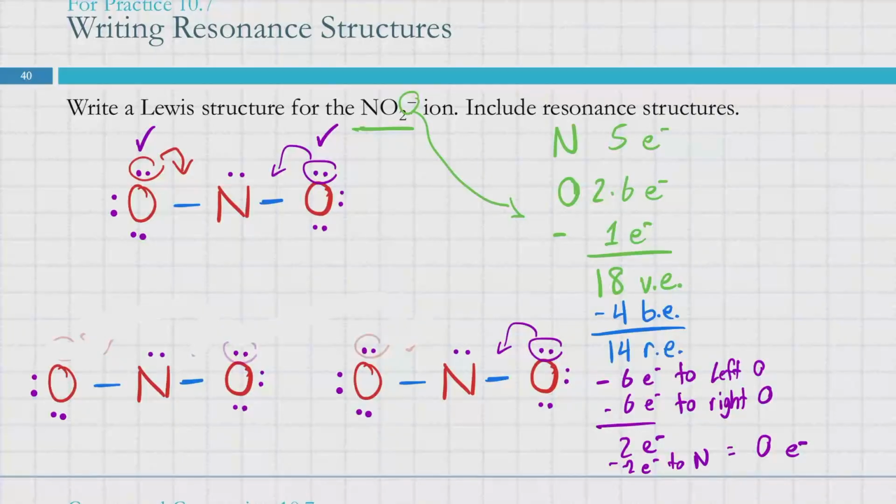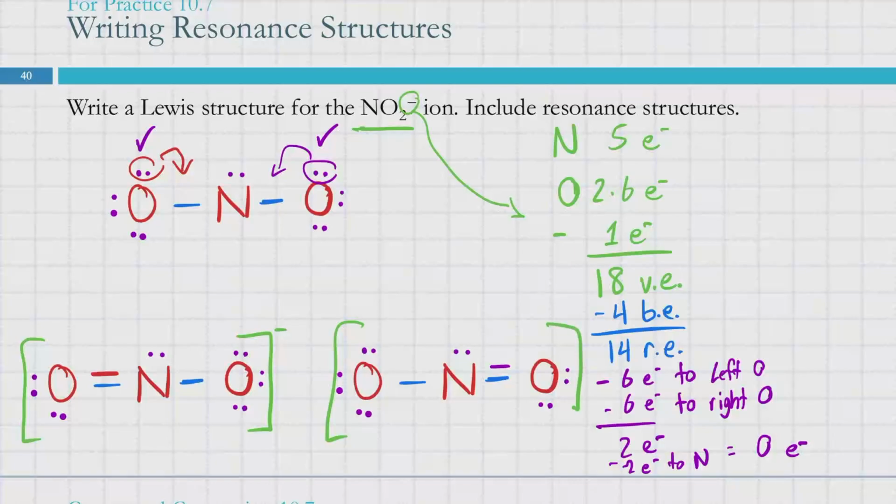So option from the left, we've got a double bond on the left, option from the right, we've got a double bond on the right. And what else do we need? Brackets and the charge. And what else do we need?